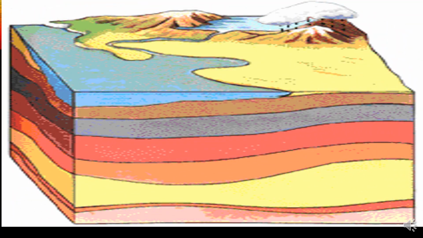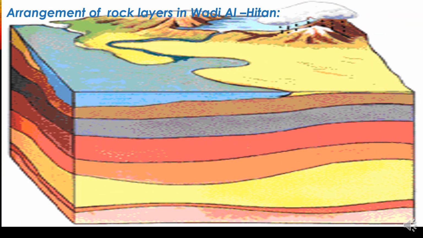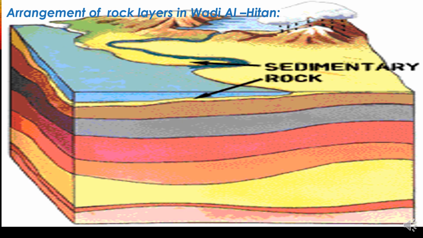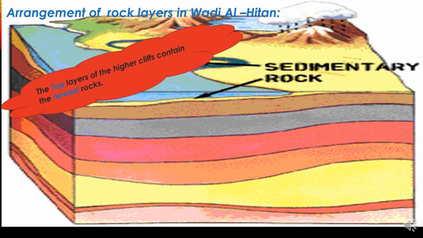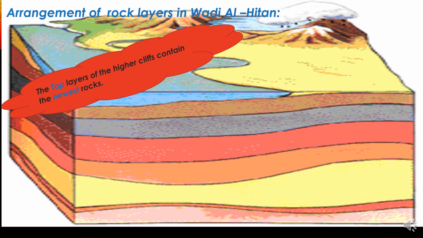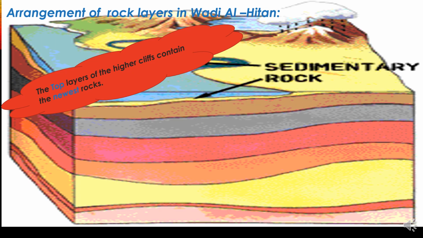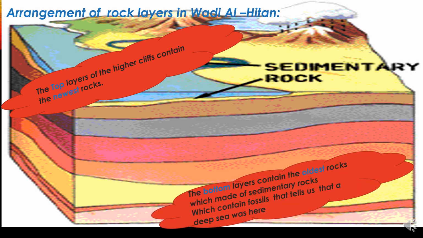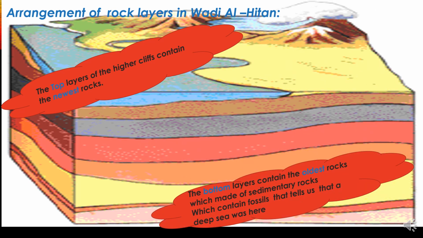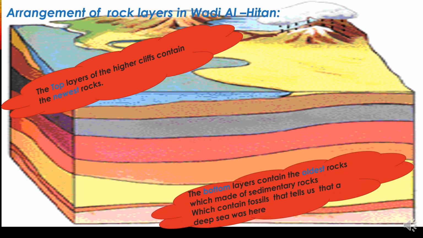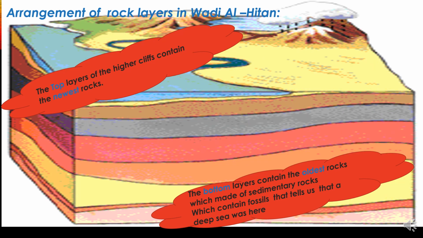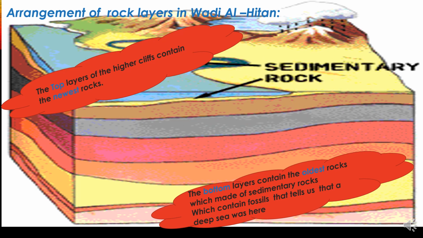And now, after studying these layers or formations, geologists find out that the arrangement of rock layers in this area is as follows, grade 4. Number 1, the newest rocks will be settled at the top layers of the higher cliffs or mountains, while the oldest rocks, which contain the fossils, will be settled at the bottom layers of the cliffs.